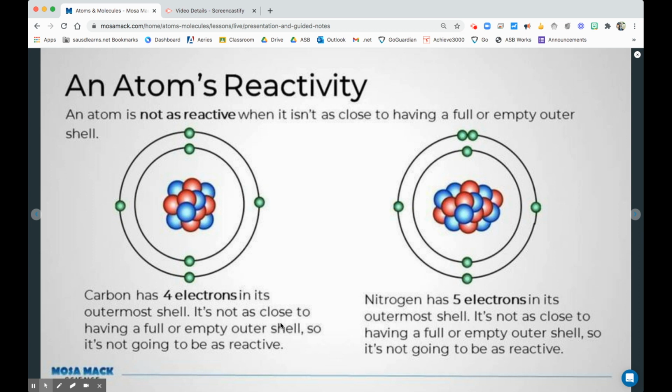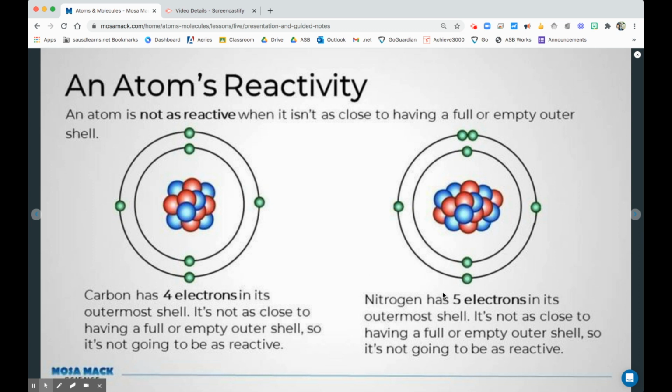It's not as close to having a full or empty outer shell, so it is not going to be as reactive. If it needs to lose 4 electrons or gain 4 electrons in order to be complete, it has a lot more work to do, so it is not reactive.